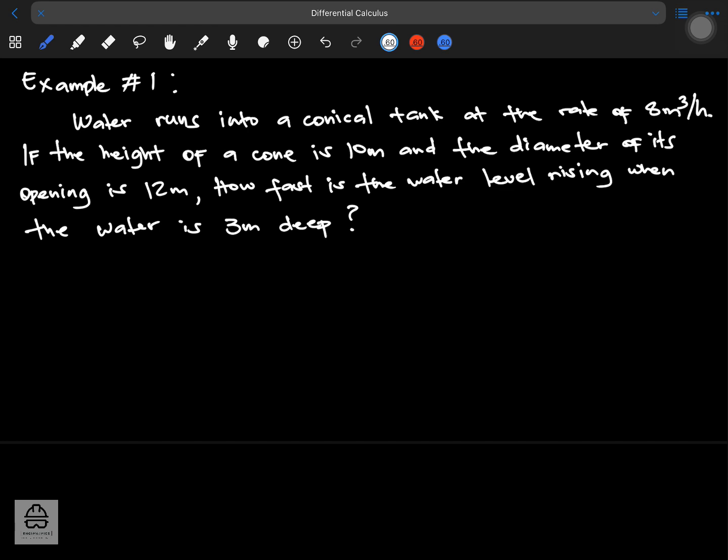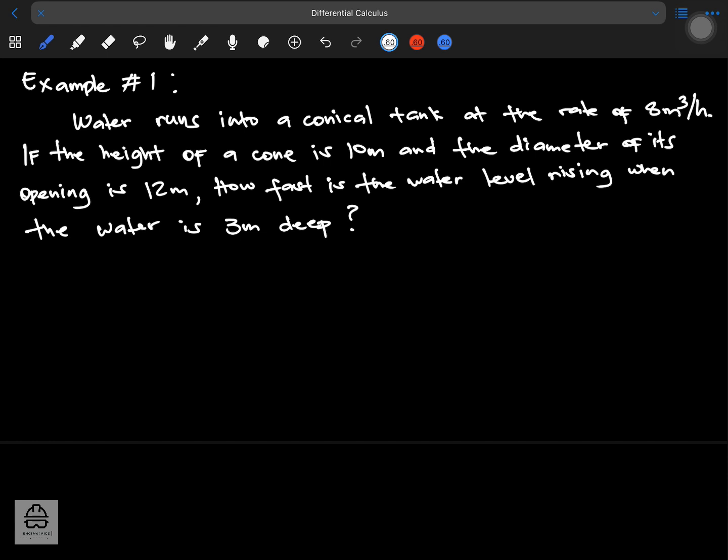So we have here the first problem. Water runs into a conical tank at the rate of 8 cubic meters per hour. If the height of a cone is 10 meters and the diameter of its opening is 12 meters, how fast is the water level rising when the water is 3 meters deep? So first, we have to draw the figure and label the variables and constant. Sige, let's draw the figure.